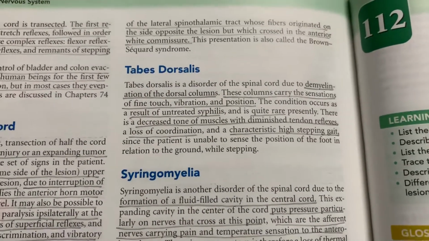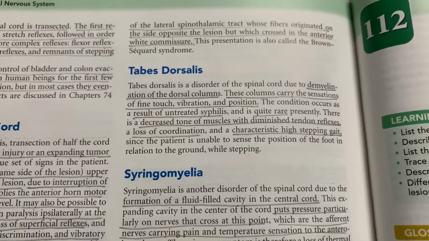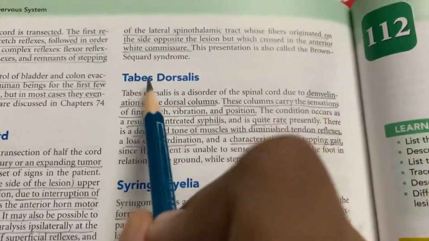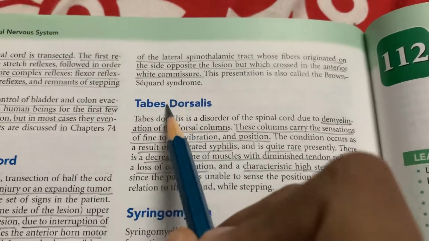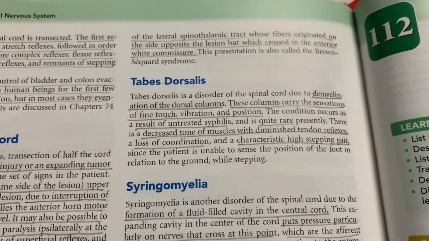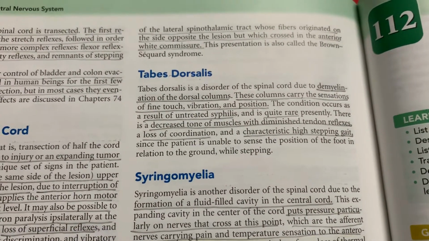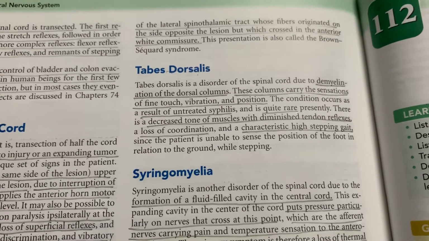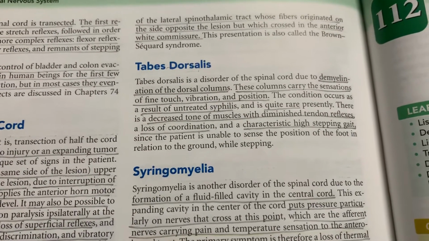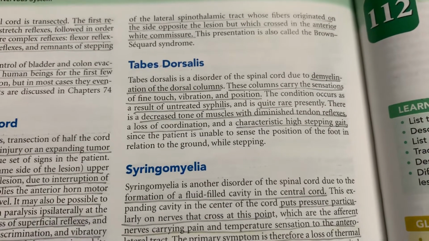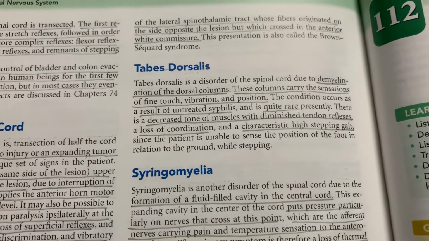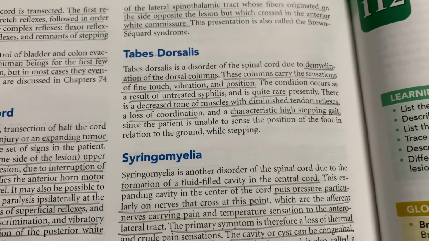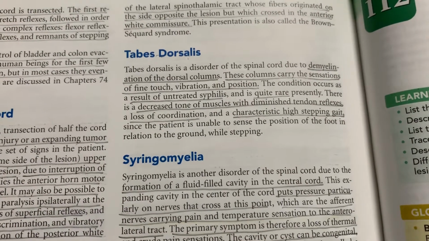Coming to tabes dorsalis, it is a disorder of the spinal cord due to demyelination of the dorsal columns. In the name itself, there is dorsalis, okay? There is demyelination of the dorsal columns in tabes dorsalis. It is a result of untreated syphilis, and it is quite rare. These columns carry the sensations of fine touch, vibration, and position. So there is decreased tone of muscles with diminished tendon reflexes. There is a loss of coordination and characteristic high stepping gait.